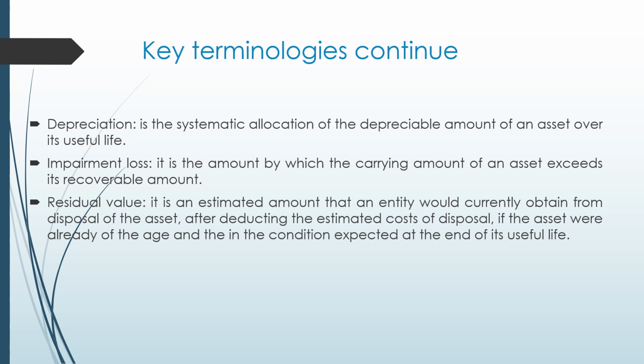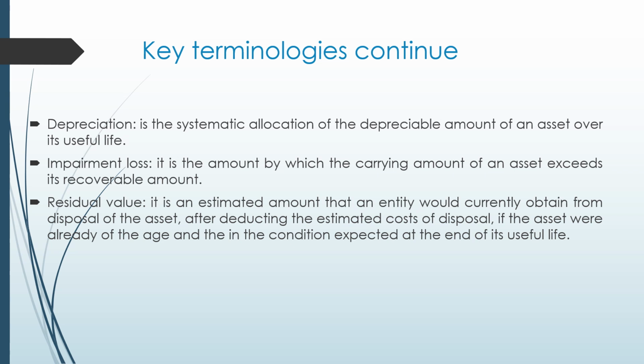Depreciation is a systematic allocation of the depreciable amount of an asset over its useful life. And then we have already defined what a depreciable amount is. We said that it is the cost less any accumulated depreciation or accumulated losses.